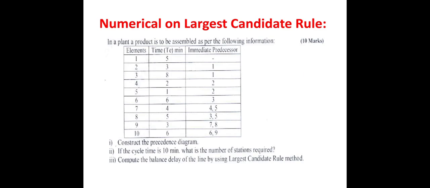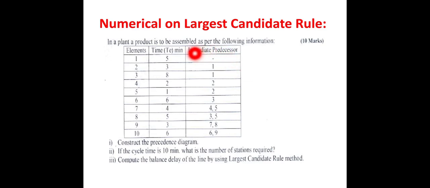So this is the problem which is asked for 10 marks. So in a plant, a product is to be assembled as per the following information. So we have three columns here given. So our first column represents the elements. We can call it as task or work to be done. And the second column is the time which is taken to do the work for each individual elements. And third column represents the immediate predecessor. We can call it as precedence also.